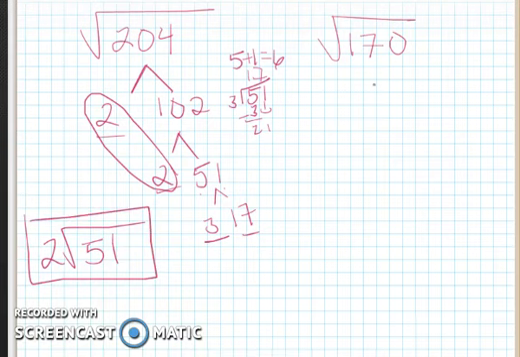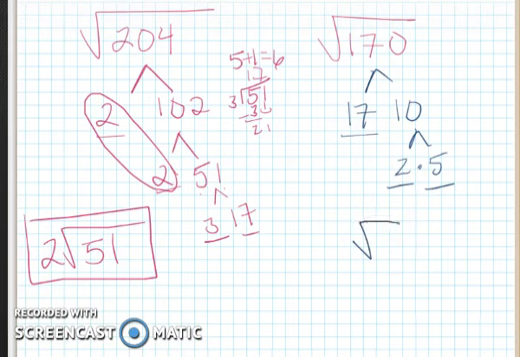Our next problem is 17, and, not 17, 170. But I'm thinking ahead of myself. We can do 17 times 10. 17 doesn't break down, and 10 breaks down to 2 times 5. Do I have anything to pull out of this? No. Since I don't, I'm just going to leave it as the square root of 170.